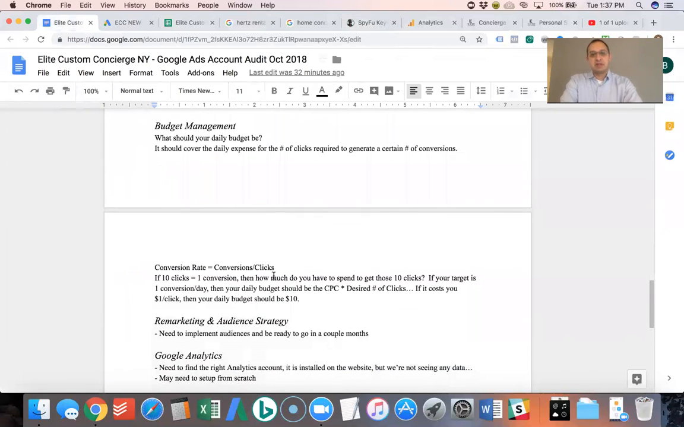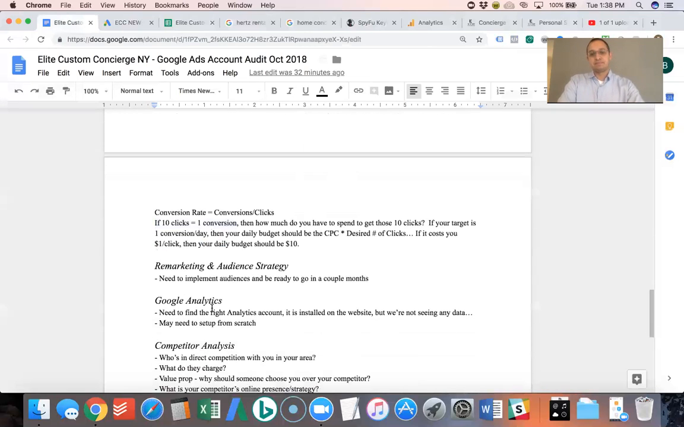Budget management, not sure if we talked about that. Basically, how much should we spend per day? Really, it's however many clicks it takes you to generate a conversion that is the math we're looking at here. So if you want to get one conversion per day, we just need to figure out how many clicks it takes to get you that conversion, and how much it costs to generate those clicks. If it's 10, I'm just making that number up, but if it was 10 clicks, then that should be our target number of clicks per day. And whatever that costs us would determine your daily budget.